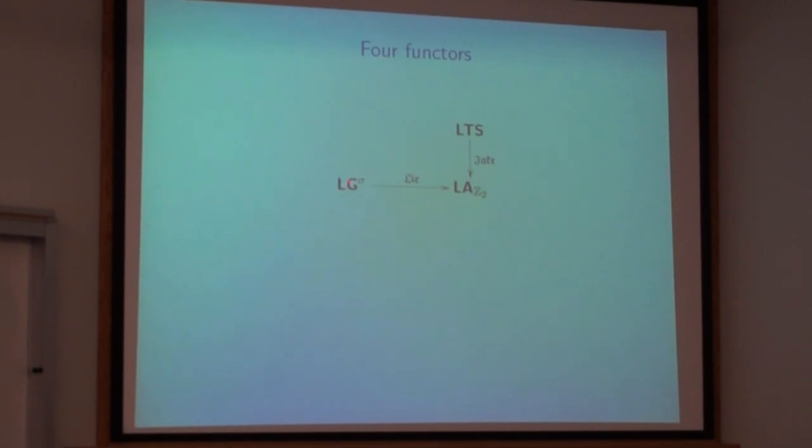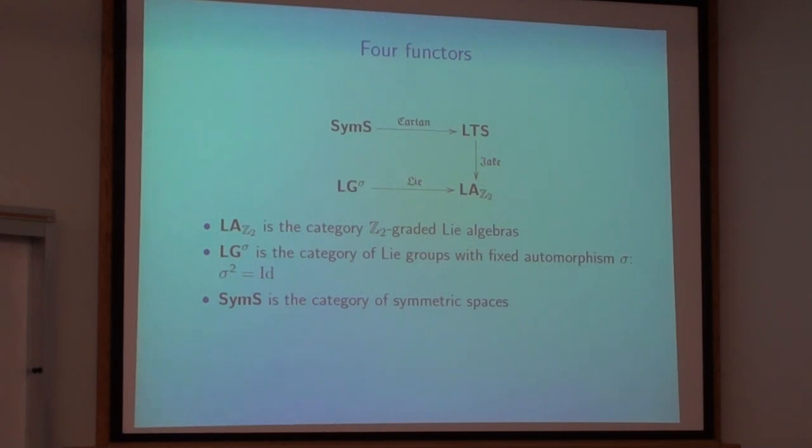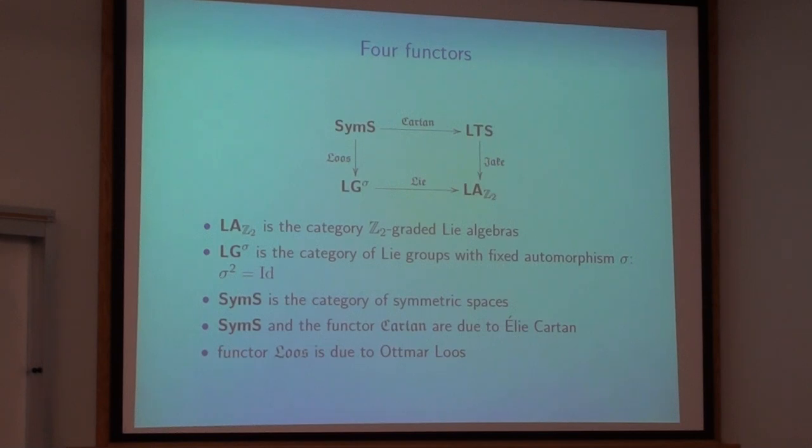So the Lie groups which I want to consider are Lie groups with involution. We consider a fixed involution in the Lie group, and that's the object of this category. Then morphisms of this category are Lie group morphisms which preserve the fixed involution. So we have the category of Z2-graded algebras. We also talked about the category of symmetric spaces, and this functor which was produced by Cartan. And of course we want to complete it, so there is another vertical arrow going from symmetric spaces to Lie groups with involutions, which is due to Loos.